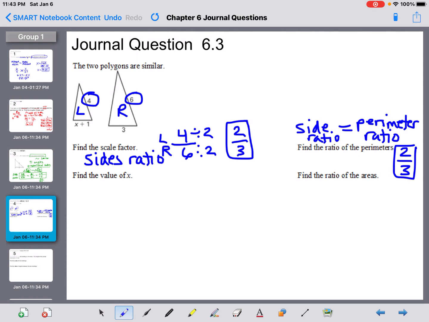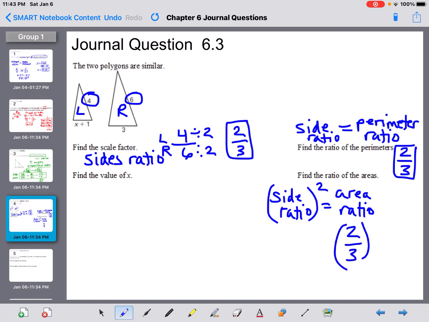I'm going to go down now and find the ratio of the areas. In our margin, again, we wrote side ratio. And this time we said side ratio squared equals the area ratio. And so what we need to do to find the ratio of the areas is we take our 2 over 3 and we're going to square it. Now, that square goes to both. So 2 gets squared and 3 gets squared. 2 squared is 4, 3 squared is 9, and that's my area ratio. Just a quick note, if your original ratio was reduced, when you square it, it'll still be reduced. There won't be any way to reduce that again. So 4 over 9 is reduced.